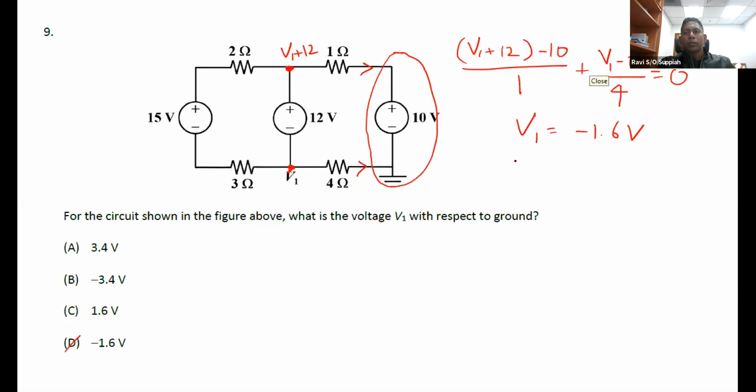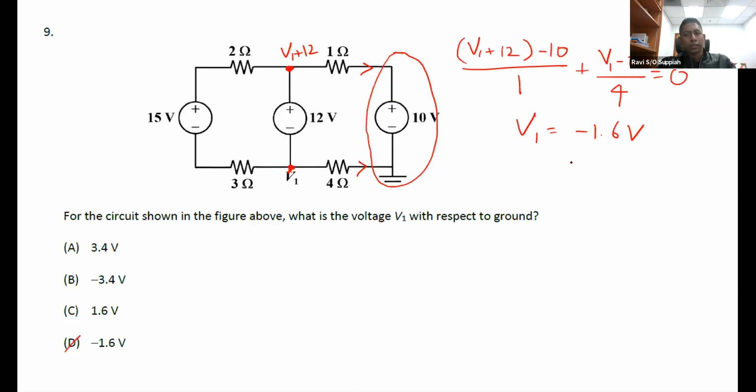How do we determine current direction? We do not know the current direction. So we are just taking some reference point and then calculating from there. From there we will know the current direction.